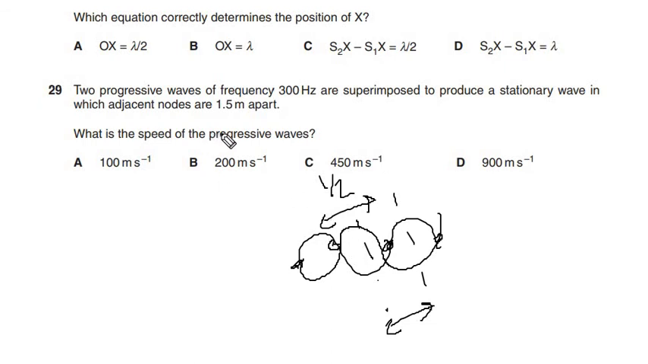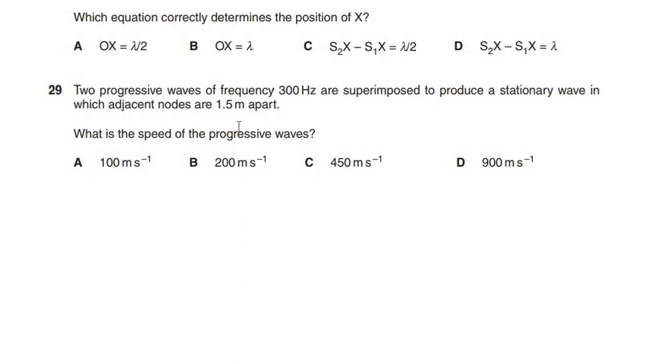So that basically means what? The wavelength is actually 3 meters. So C is equal to F lambda, C being the value that you need to calculate. F is 300 and lambda is 3 meters, so your answer is D, 900 meters per second. That is your answer for 29.